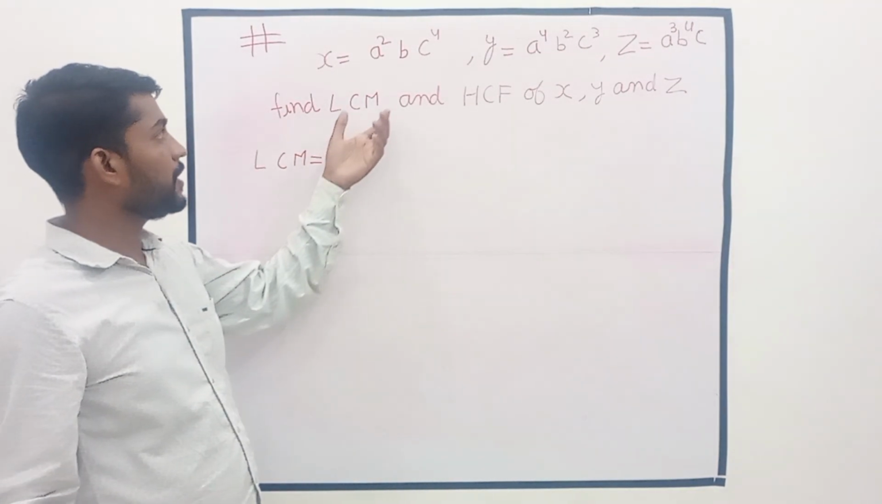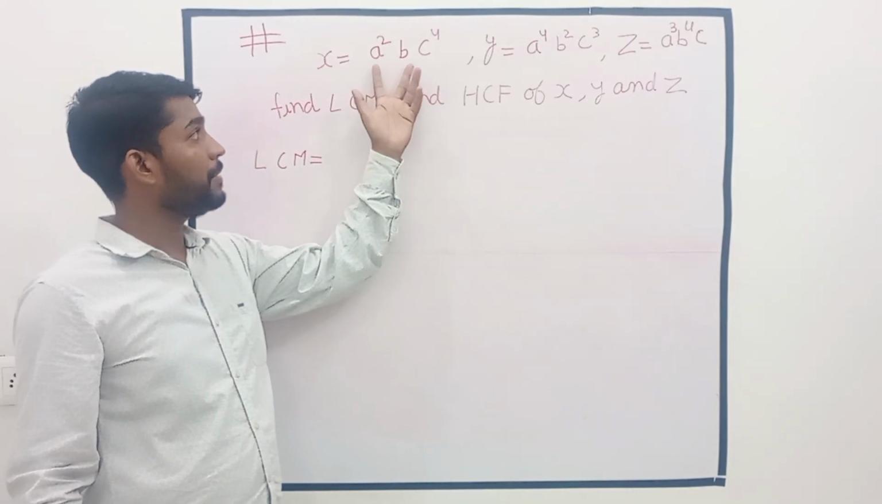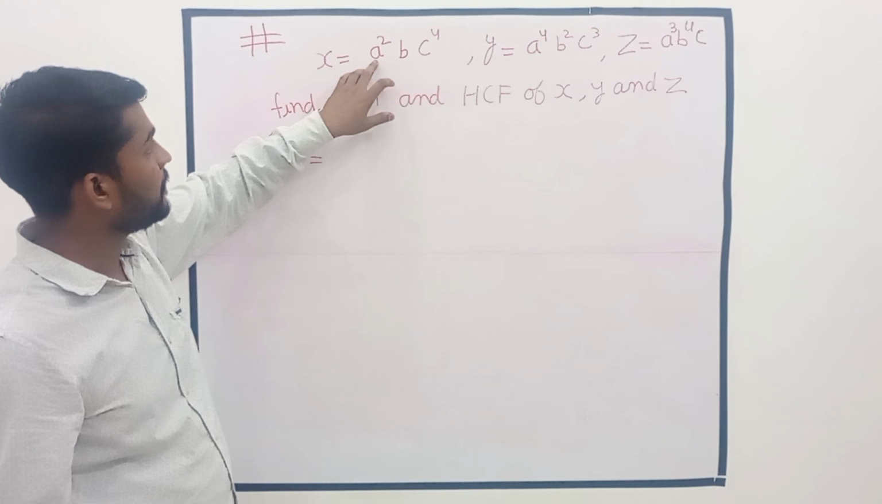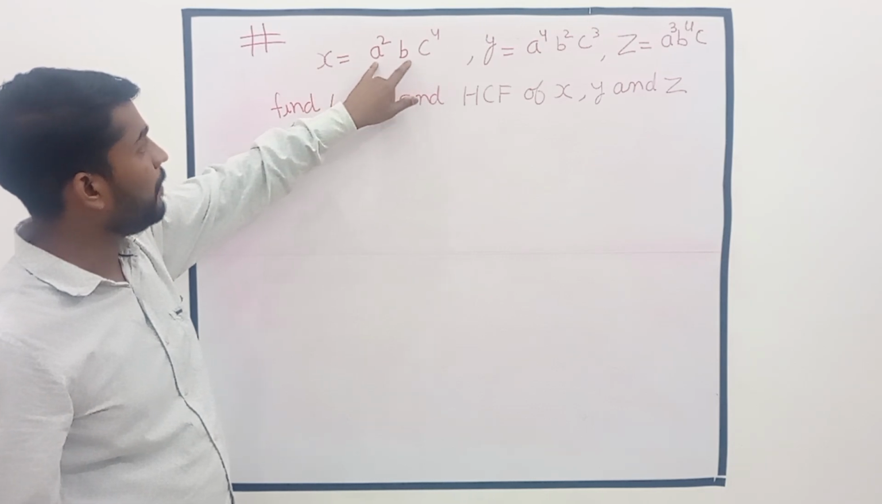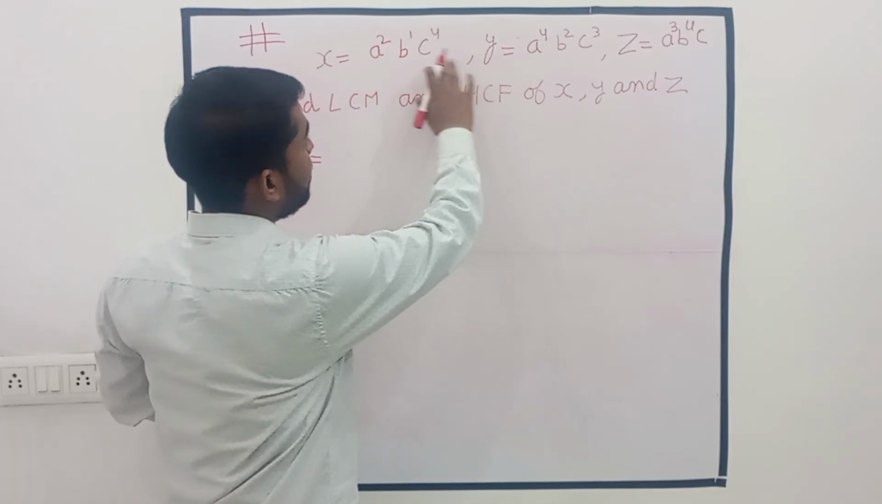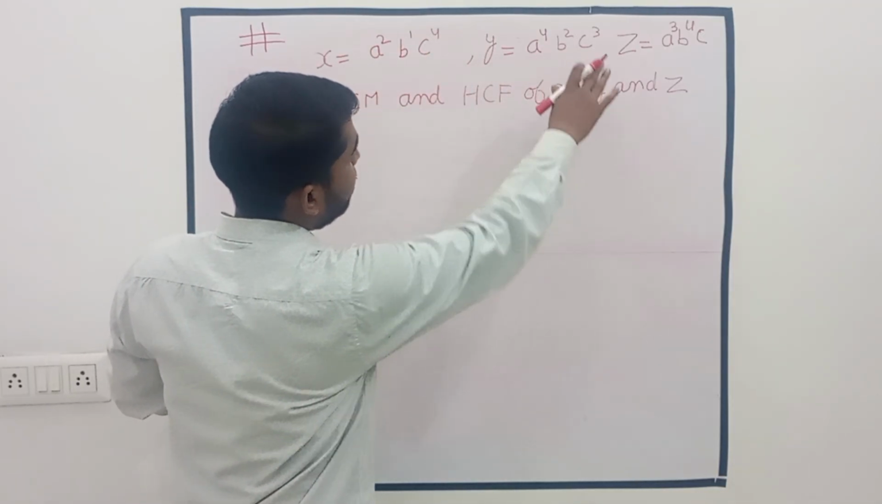What is the concept of LCM? You have to calculate the maximum power of each factor. Here we have three factors: A, B, and C, with powers such as A to the power 2, B to the power 1, and C to the power 4. That means we consider all the factors of these numbers.